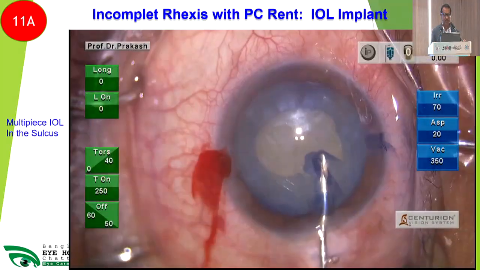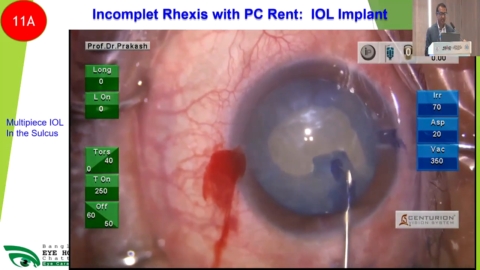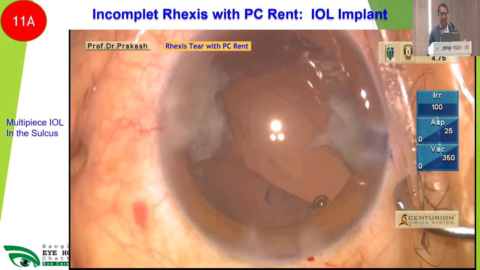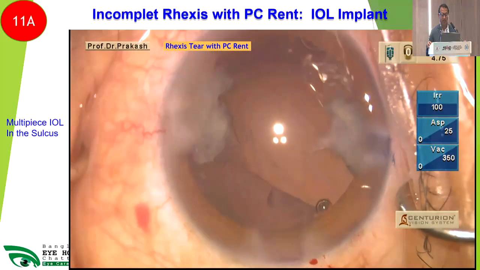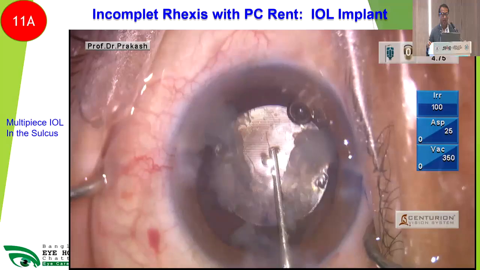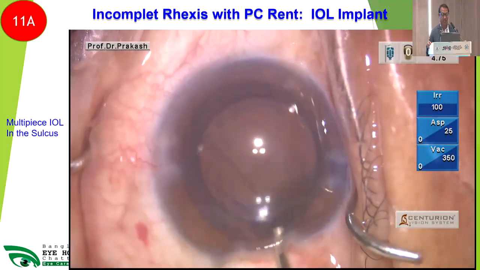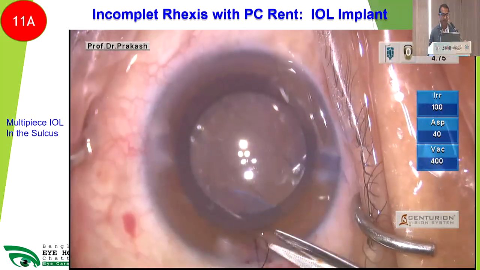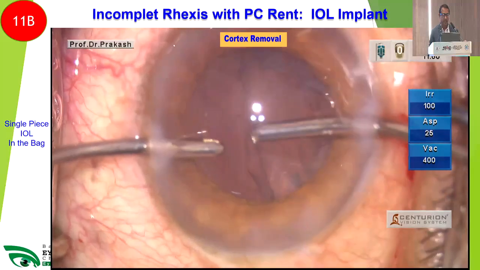the rhexis tear. Here we can see a rhexis tear occurs, and at one point I have seen there is also a PC rent. So I proceed to implant a multi-piece IOL into the sulcus and then take out the remaining lens fragments. The same thing happens over here.